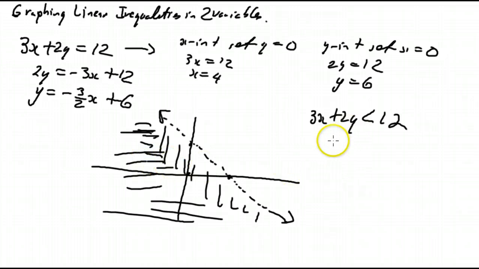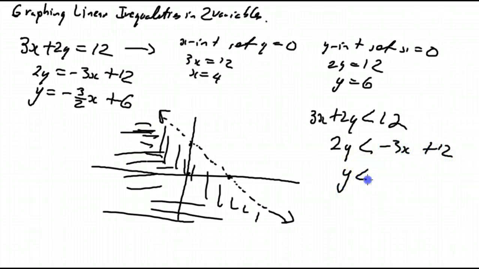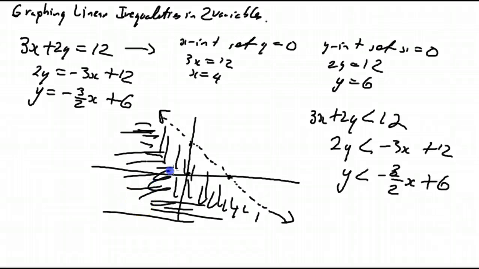Okay, we could also rearrange to get 2y is less than negative 3x plus 12, and y is less than negative 3 halves x plus 6. And this is the line that we graphed, negative 3 halves x plus 6. So when it's in this form, the inequality y is less than, then we know for sure that we are shading below. When it's in this form, then we need to use a test point.